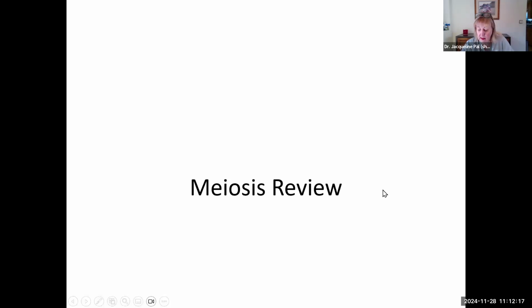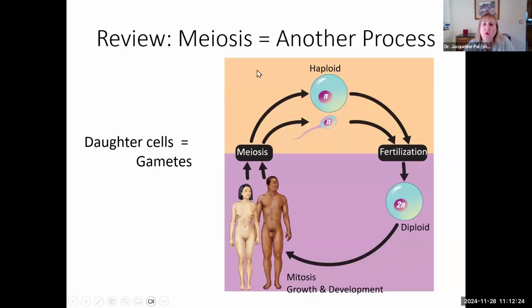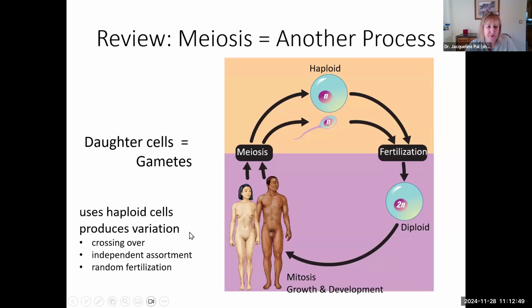Welcome back. Let's do a quick review of meiosis and what's happening in meiosis. So remember, we need another process, meiosis, because the cells in our body are diploid, or 2N. If we took those diploid cells and they fertilized each other, the fertilized cells would have too many chromosomes. So in meiosis, our gametes become haploid, so that when they are fertilized, they will become diploid.